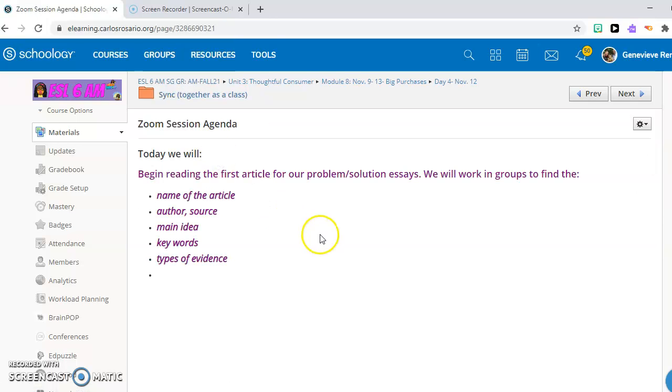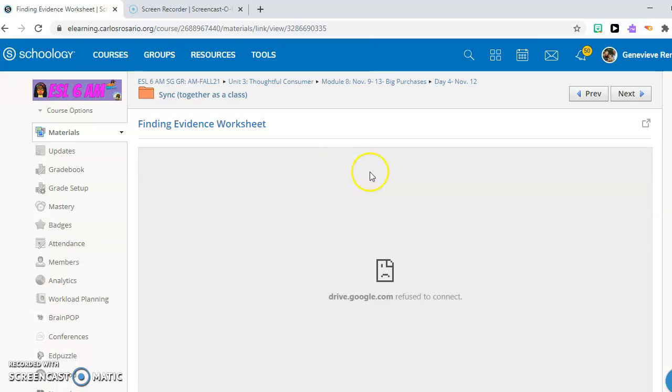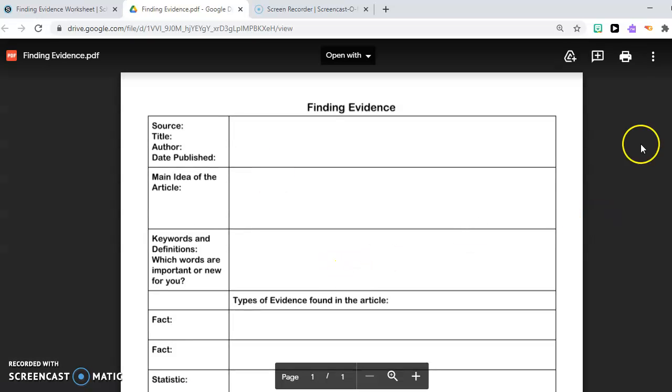so that's what we'll be doing in our groups. We're going to look at an article, read the article in group, and fill out the information in the group, similar to what we did on Tuesday. So you have the worksheet. Here, you will copy this in your notebook.